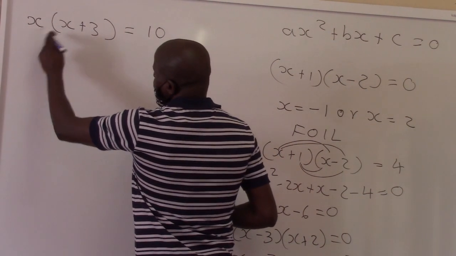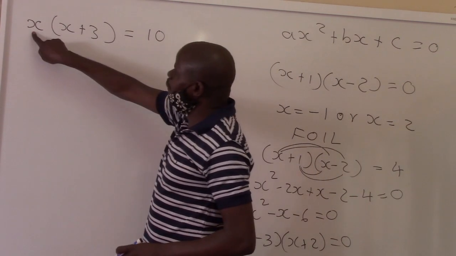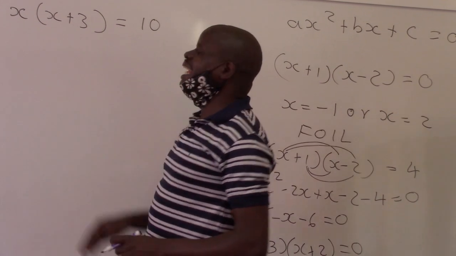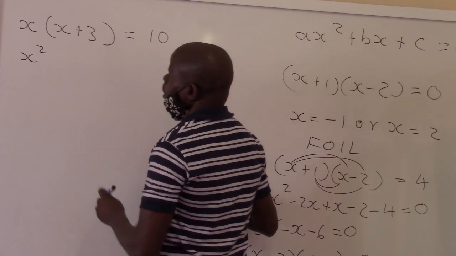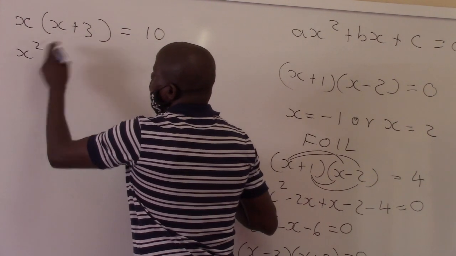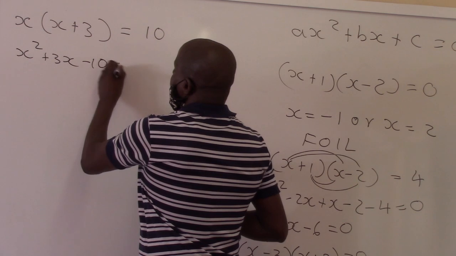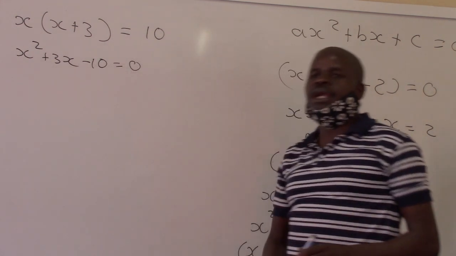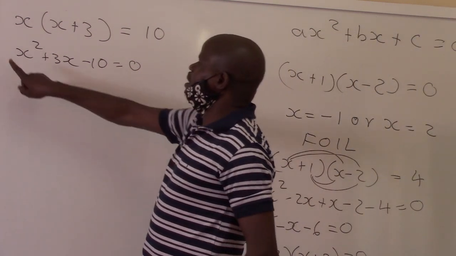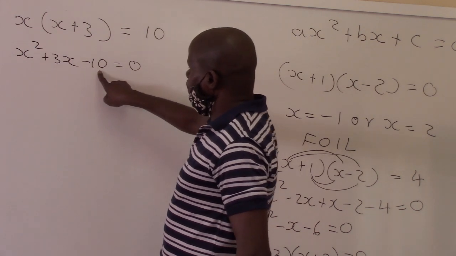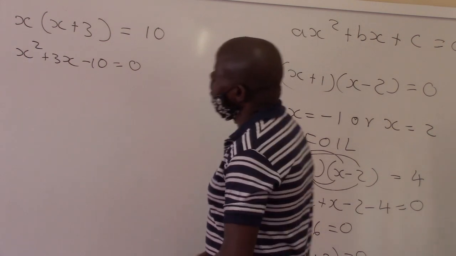So what is happening is we use the distributive law, whereby the coefficient will multiply every term inside the bracket. So x times x gives us x squared, and x times 3 gives us 3x. Then we transpose the 10, so we have negative 10 is equals to 0. The first mark comes there for writing it in standard form, ax squared plus bx plus c. In this case, our a is 1, our b is 3, and our c is negative 10.